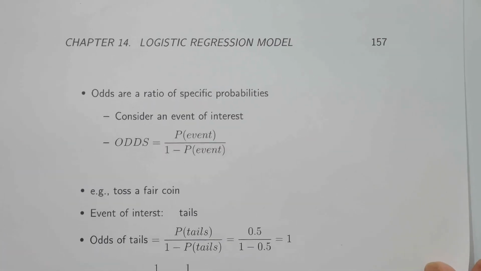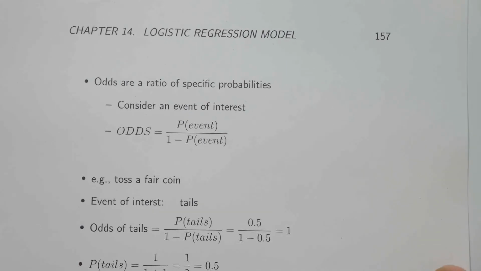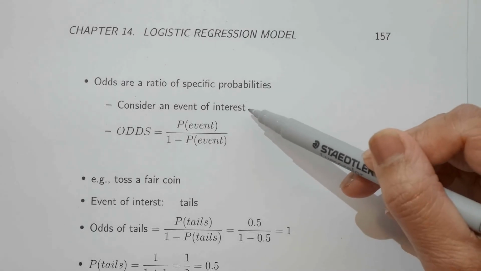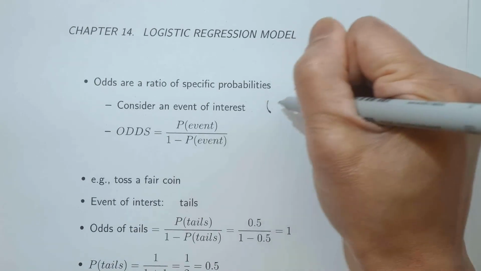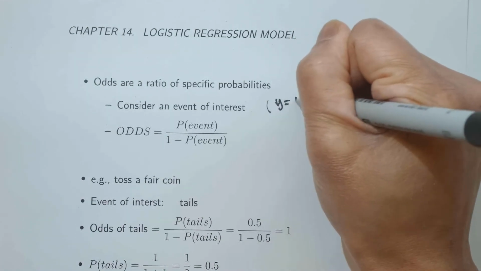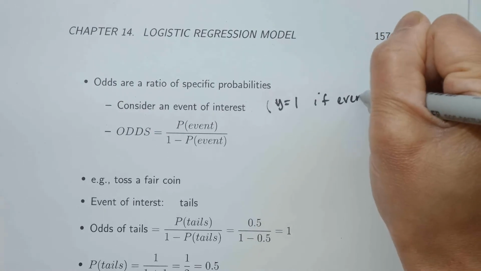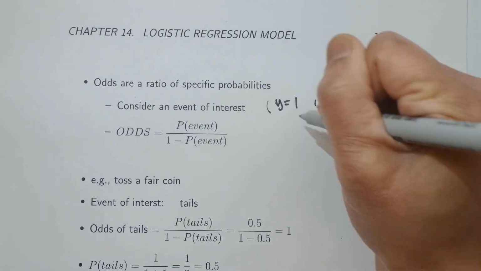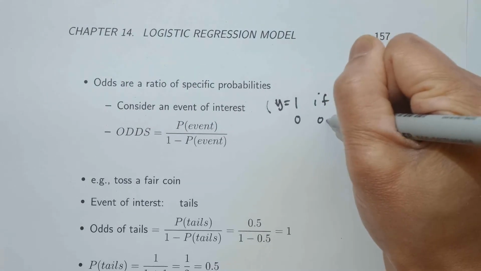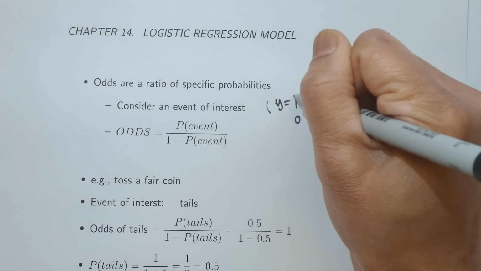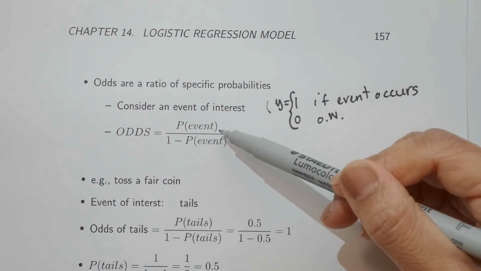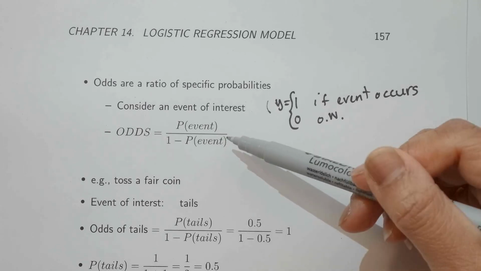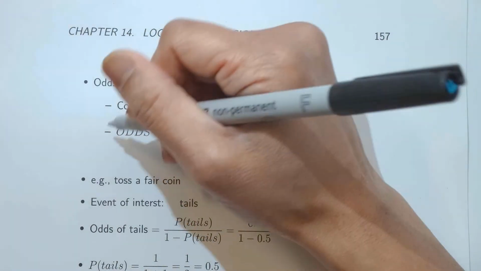When we calculate our odds, it's a ratio of very specific probabilities. In the general setting, we would consider a particular event of interest. So it might be that y equals 1 if the event occurs, 0 otherwise. And then the odds is just the probability of that event happening divided by 1 minus the probability of the event happening.